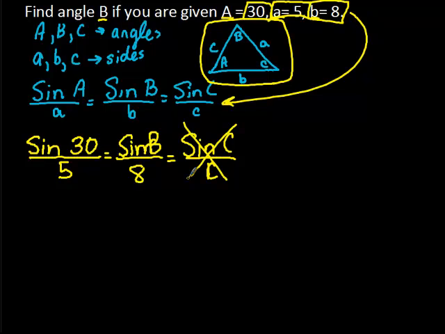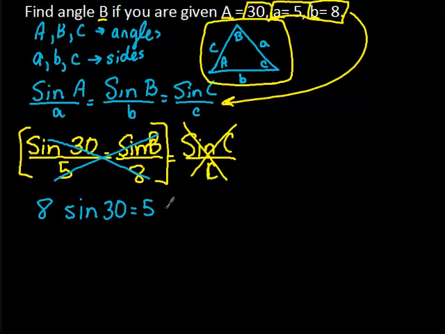But we know everything about A. We know part of everything about B. We're only missing one thing there. Because we have 3 of the 4, we can use a proportion to solve this problem the rest of the way. So, the way we solve a proportion, we cross multiply. So we do 8 times the sine of 30, so we have 8 sine of 30 equals 5 times sine of B.